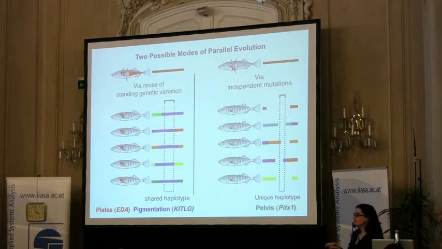So we know about two possible modes of parallel phenotypic evolution in sticklebacks. One is via reuse of standing genetic variation. So a particular freshwater population might sweep to fixation an ancestral allele. It's the same allele that's swept to fixation in other freshwater populations, for example, and that allele is divergent and different from the ancestral marine form. This pattern of reuse of standing genetic variation, the same haplotype being swept to fixation across populations, is what we see for the EDA and KIT ligand pigmentation example.